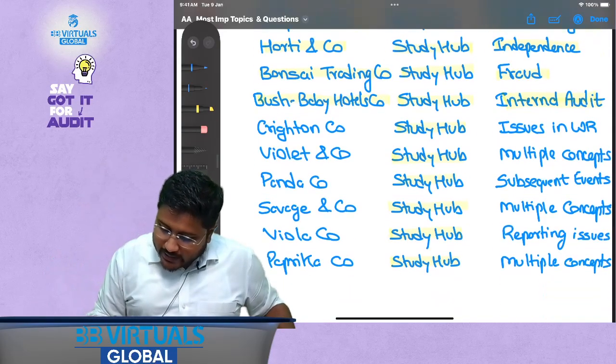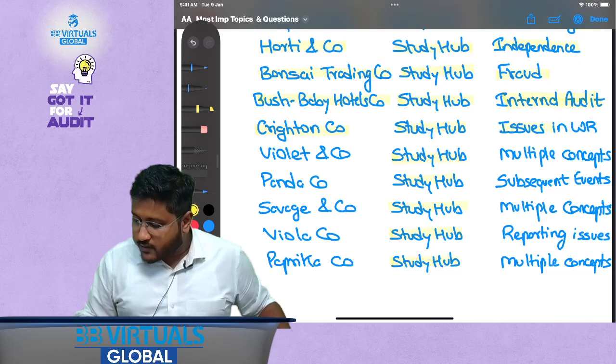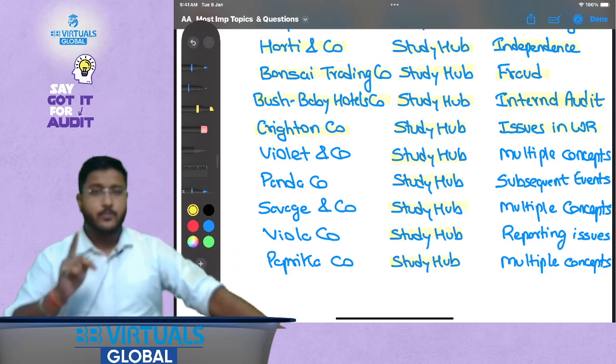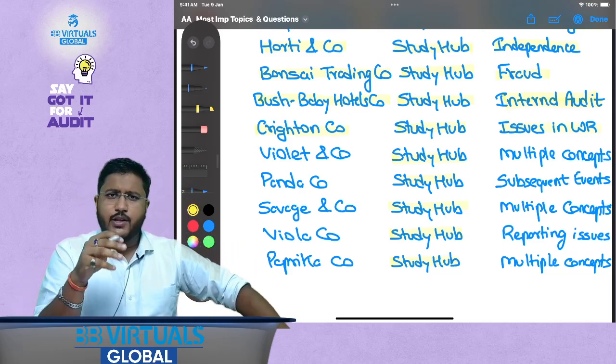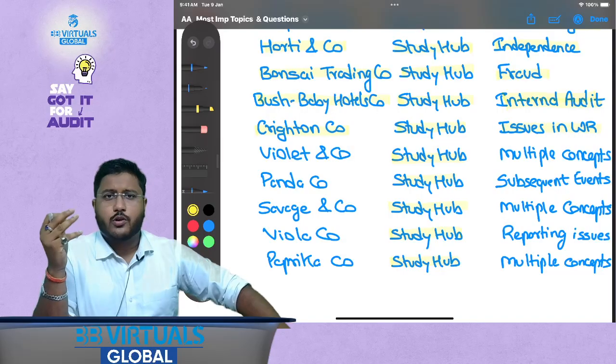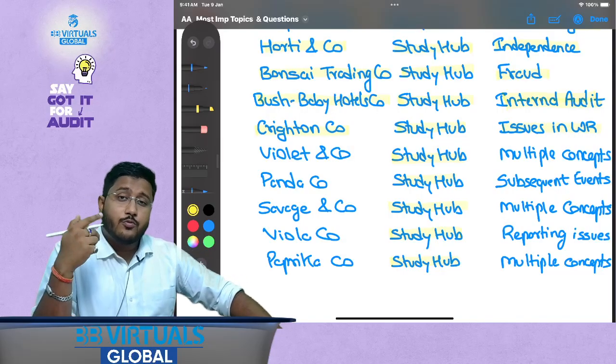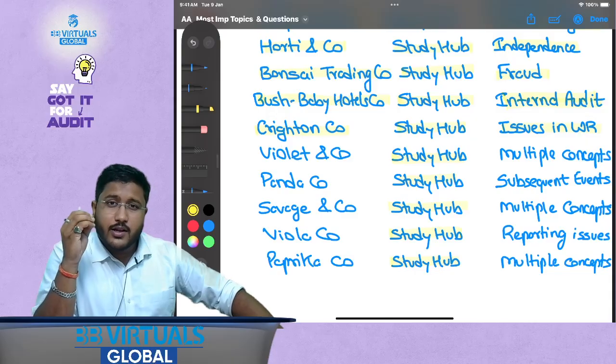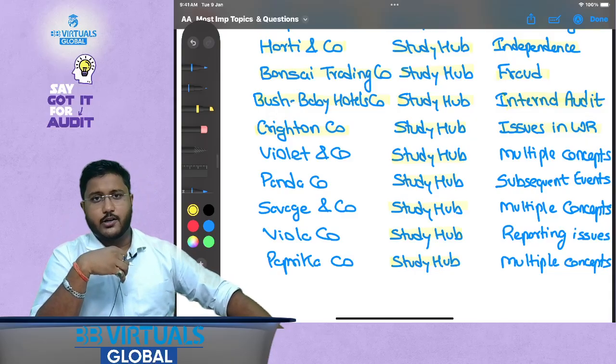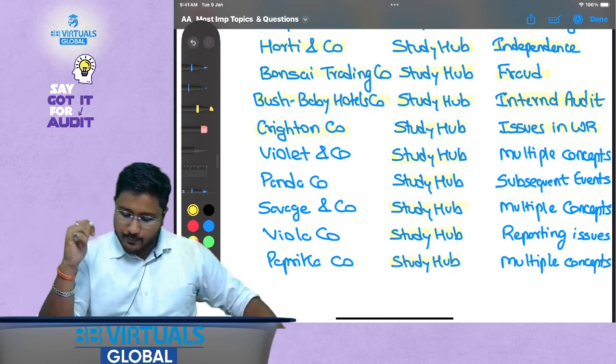Okay. Then Crichton Company, this talks about issues in written representation. See, from your general understanding, you can always write what a written representation is, what factors there are, and what content should be there. But this question talks about how you need to respond if there have been any issues in written representation, and that is why this question is very important for you.